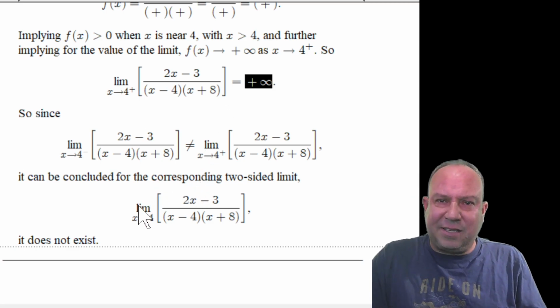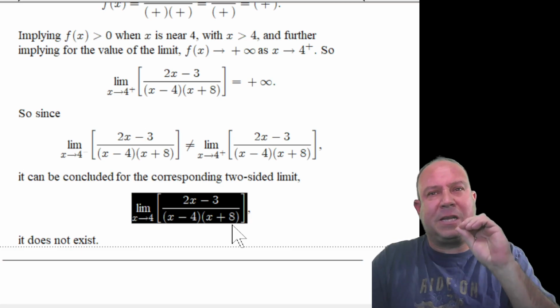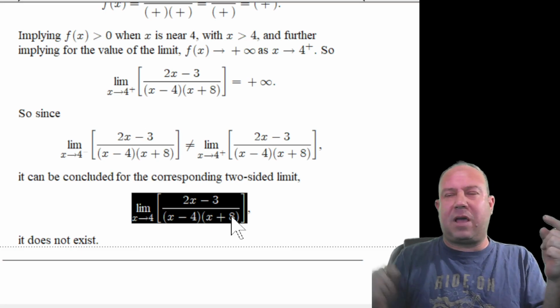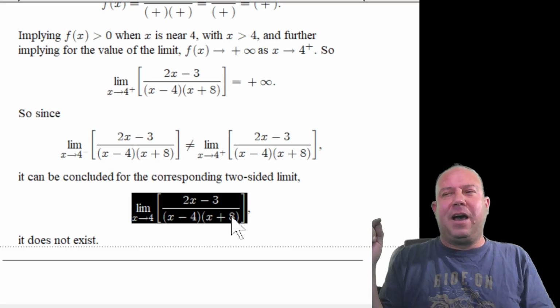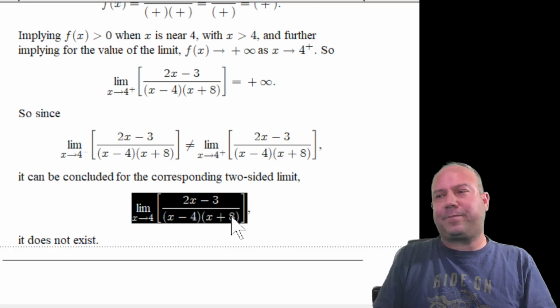Because does not exist only applies when you're looking at a two-sided limit and the left and the right-hand side approaches don't approach the exact same value. All right.